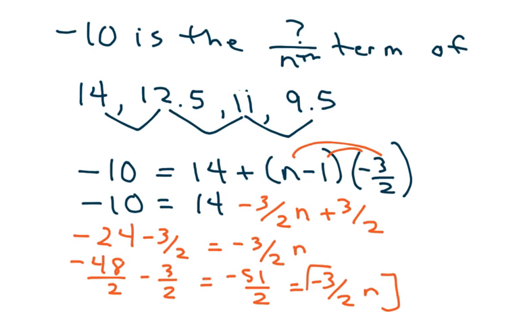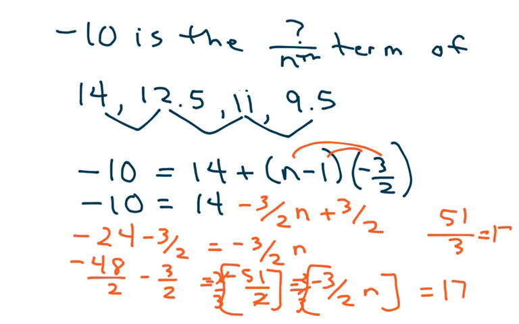Multiply both sides by -2/3. The 2's cancel, and that gives you 17. Because you have 51 over 3 equals 17. Okay, that's basically it for the sequences.